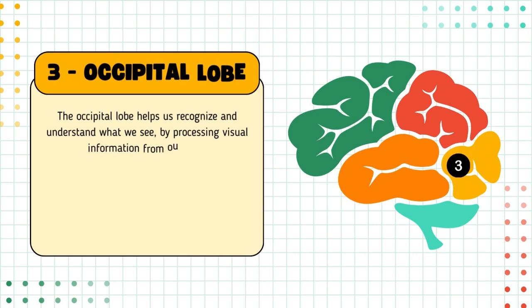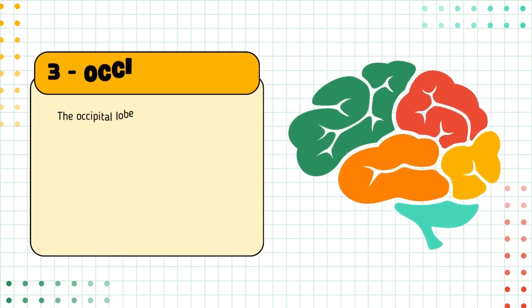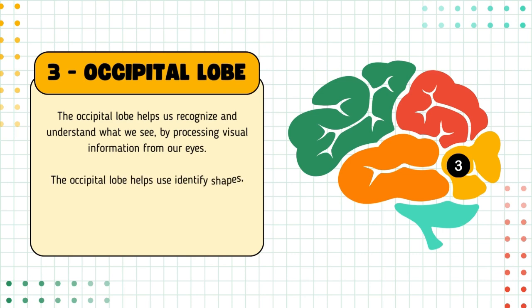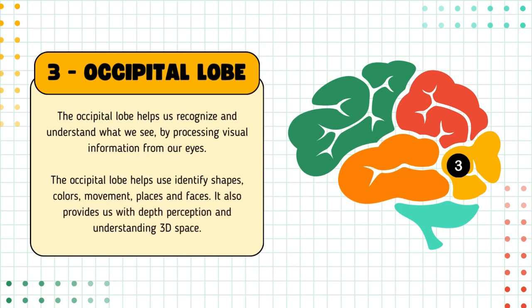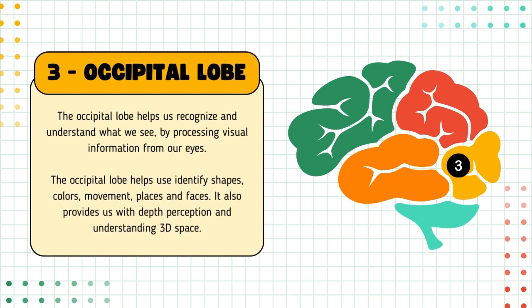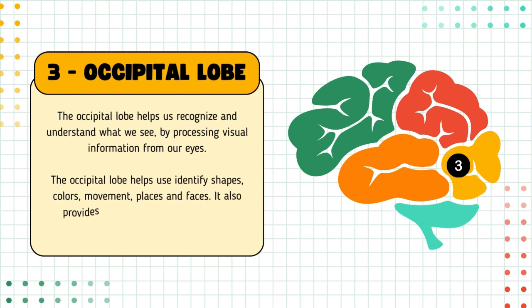3. Occipital lobe. The occipital lobe helps us recognize and understand what we see by processing visual information from our eyes. The occipital lobe helps us identify shapes, colors, movement, places, and faces. It also provides us with depth perception and understanding 3D space.